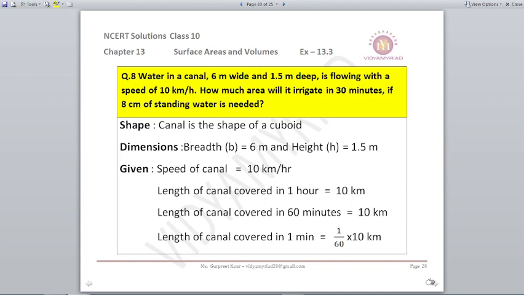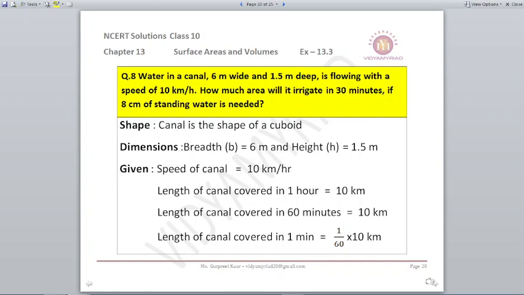Next, water in a canal 6 meters wide and 1.5 meters deep is flowing with a speed of 10 kilometers per hour. How much area will it irrigate in 30 minutes if 8 centimeters of standing water is needed? Now here we have a canal which is in a shape of a cuboid. Dimensions are given to us, breadth is 6 meters and height is 1.5 meters. Now we are also told that speed of the canal is 10 kilometers per hour.